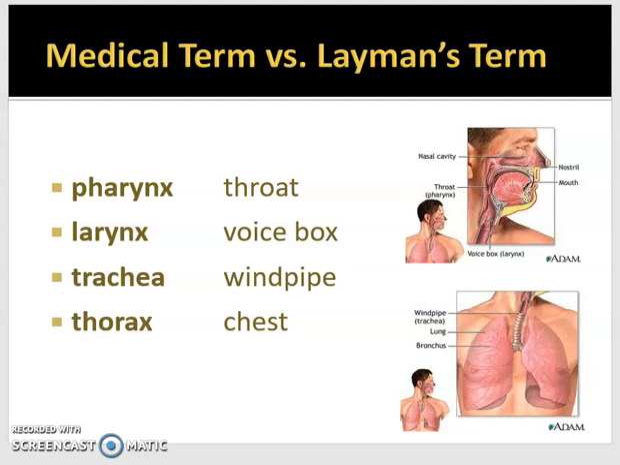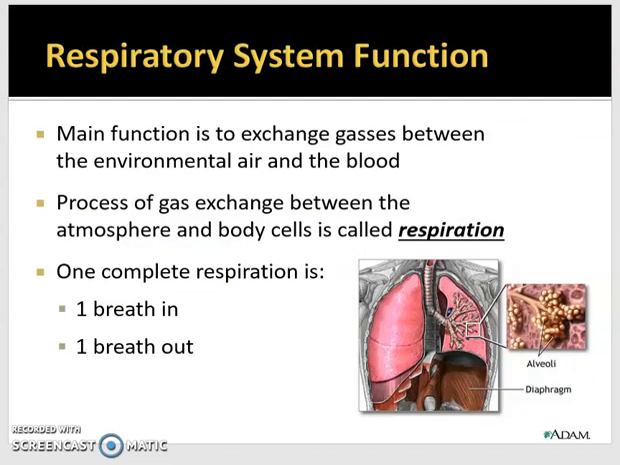Larynx is our medical term for the voice box. Trachea is our medical term for the windpipe. And thorax is our medical term for chest. And you've already heard that one a few times, so we're going to be using it this chapter.